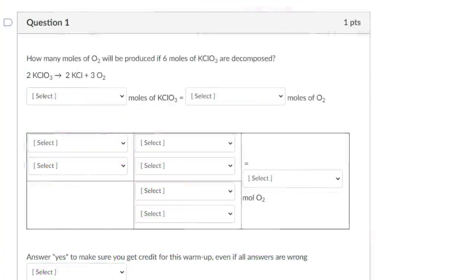Today's warm-up looked a little bit different. I actually structured this one to look a little bit more like a quiz, kind of giving you a preview of our next checkpoint and how I expect you to answer that one. So our warm-up question was a mole-to-mole conversion, like what we learned about in our past lesson. Remember, warm-ups and checkpoints are always open note.